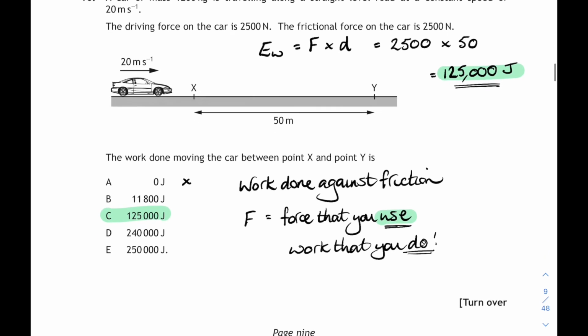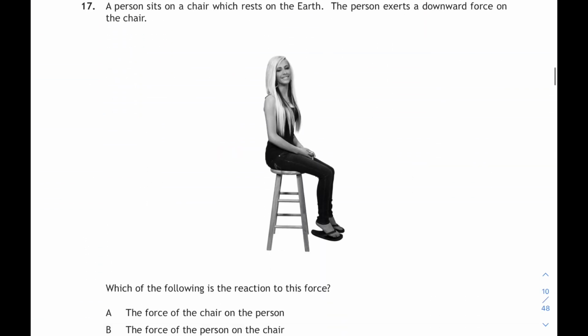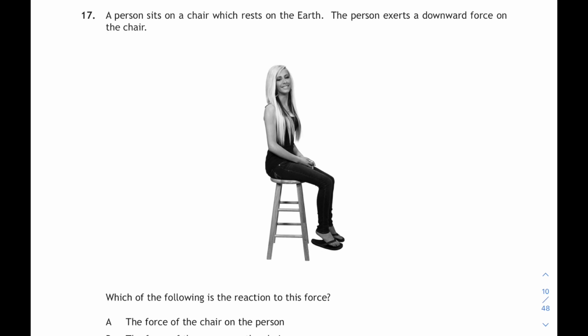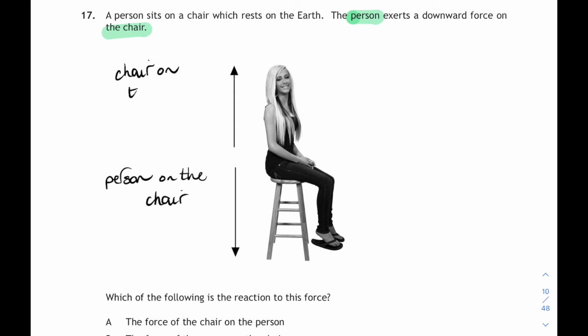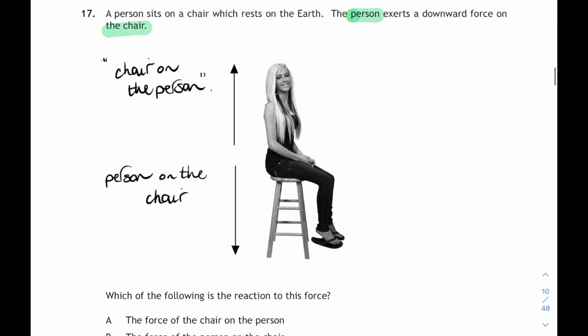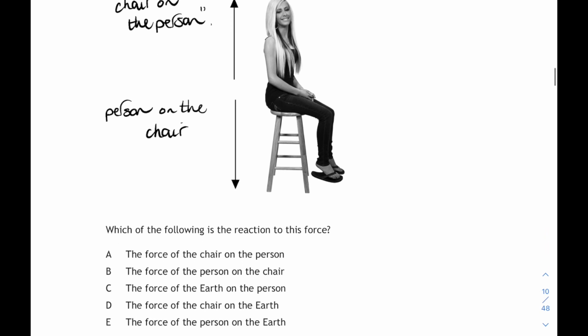Question 17. A person sits on a chair which rests on the earth, and the person exerts a downward force on the chair. This is Newton's third law here. The person exerts a downwards force on the chair. So the reaction force to that is the opposite of that. So if we've got the person exerting a force downwards on the chair, then the reaction to that is the chair exerting a force upwards on the person. And that is answer A.